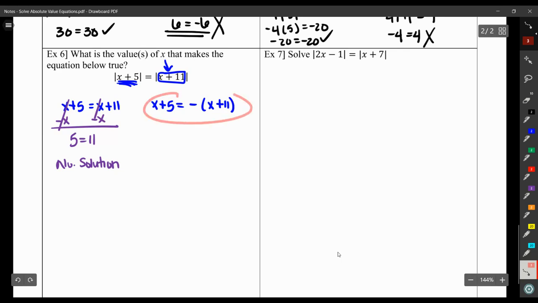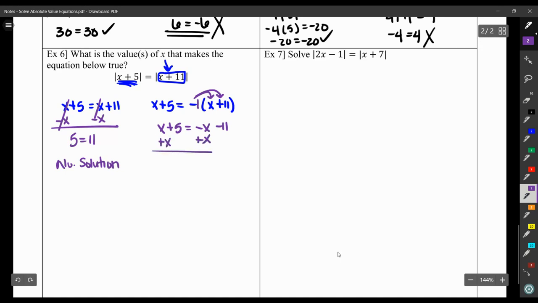So now we have to try this one. Maybe this one will give us something. I'm going to distribute the -1. So we're going to end up with x plus 5 equals -x minus 11. I'm going to add x to both sides to try to solve. And look, I do end up with 2 x's this time, so now I'm going to have a solution. That's good. Subtract 5 from both sides, and we get 2x equals -16. Divide out the 2, and we get x is equal to -8.